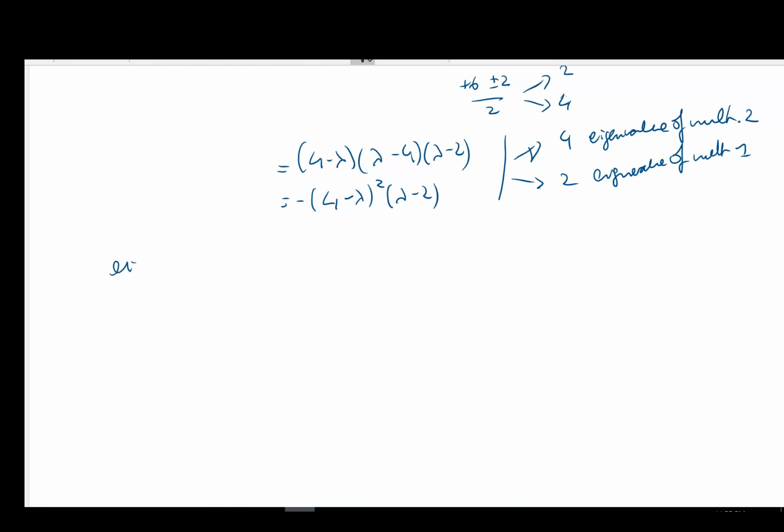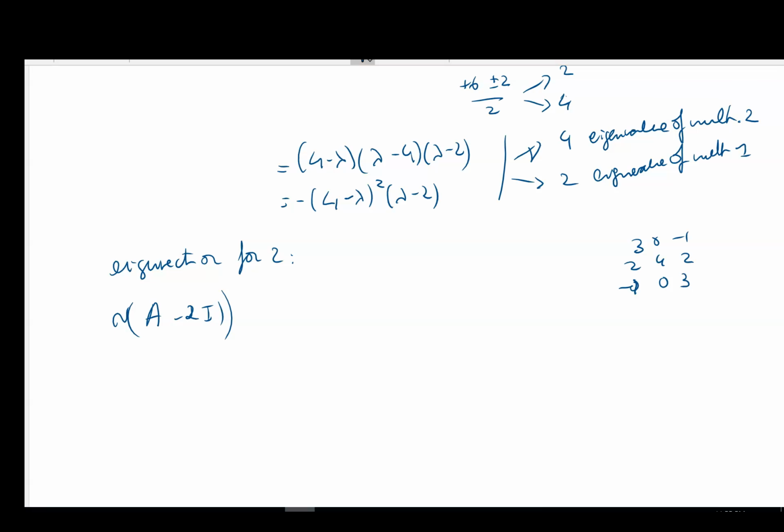Okay, so now we need to find eigenvectors. Let's find them for the eigenvalue 2. So I'm looking for the null space of A minus 2 times I. This is what I'm looking for, so I need to write A minus 2I. So that's my matrix. Let me rewrite this quickly here: 3, 0, -1, 2, 4, 2, and -1, 0, 3.